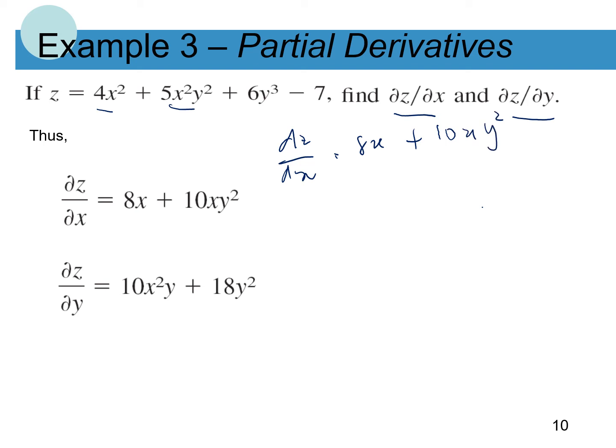Okay, then for dz over dy, it means that we differentiate the terms that have y. Therefore, the terms that have y are only this and this. Therefore, we differentiate 5x squared y squared, so we have 10x squared y. Okay, 10x squared y. But then after that, the derivative of 6y cubed is 18y squared.